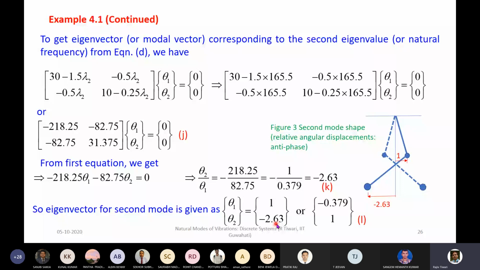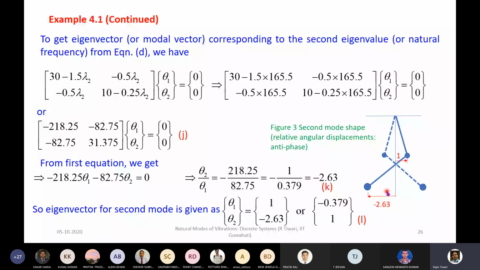Here I have tried to plot this. You can see theta 1 is, let us say, 1 unit. Theta 2 is negative, so that means it has to move in the other direction. The solid line represents how the two masses will move. If the first mass is on the right side, the second mass will be on the left side. When the first mass comes to the left side, the other goes that way. So it has that kind of so-called anti-phase motion.